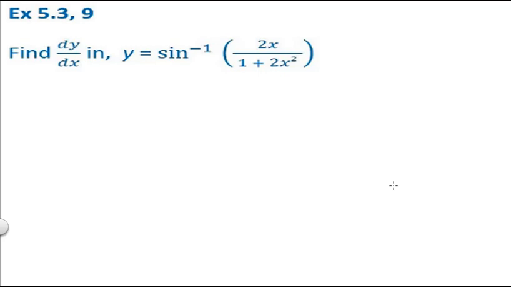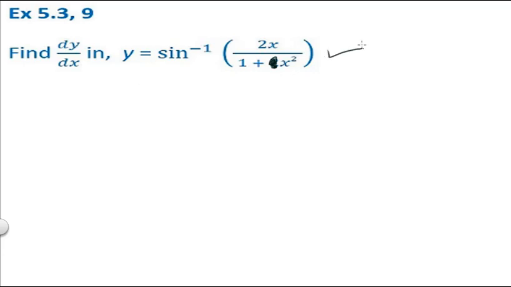So if there is a confusion, don't worry, that will definitely be clear when we go to the next chapter, which is the inverse trigonometric chapter. Okay, so here 2 is not there in the question. The question is like this: y equal to sine inverse of 2x upon 1 plus x square.